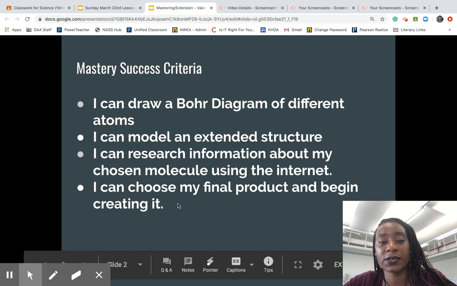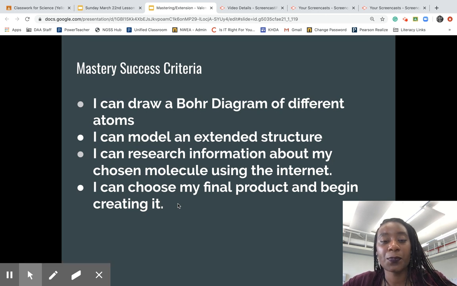So our success criteria, we're going to draw a Bohr diagram of different atoms. Your previous success criteria, which also flows into this lesson, you should be making a model of an extended structure for mastery. You should be researching information about your chosen molecule on the internet, and you should be choosing your final product and begin creating it.